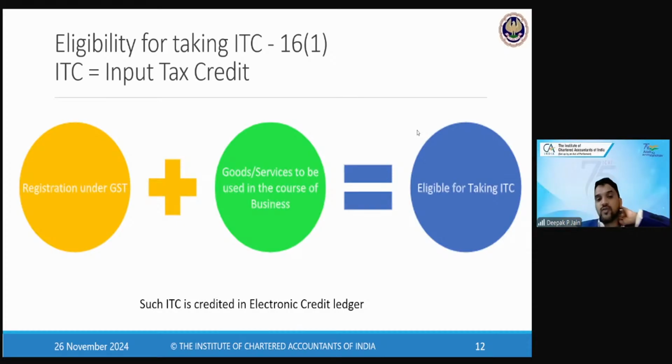There is a time limit to claim the credit. Once you claim it and it is there in your electronic credit ledger, then there is no time limit for the balance in your electronic credit ledger, because the time limit is to claim it. It's not that you can claim it any number of times or any time. Within that time, if you claim it, then it becomes your credit, which can be utilized in the future anytime.